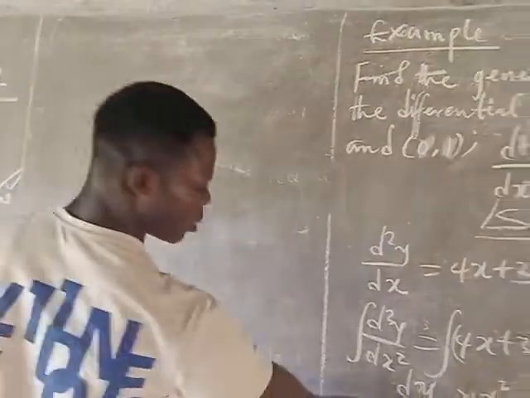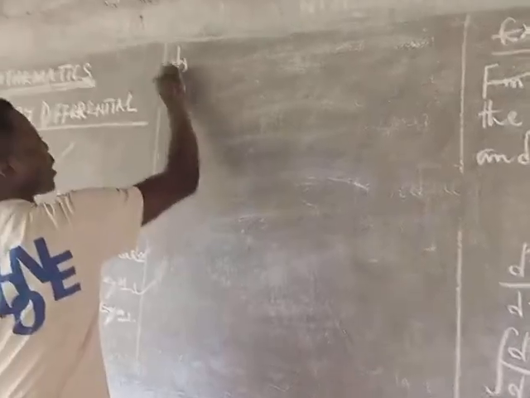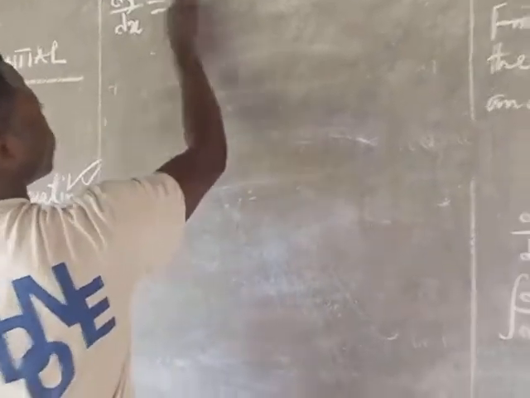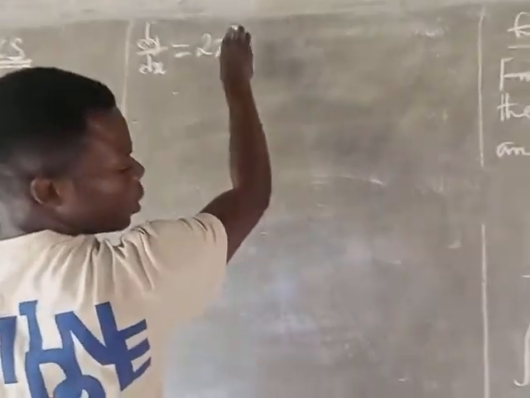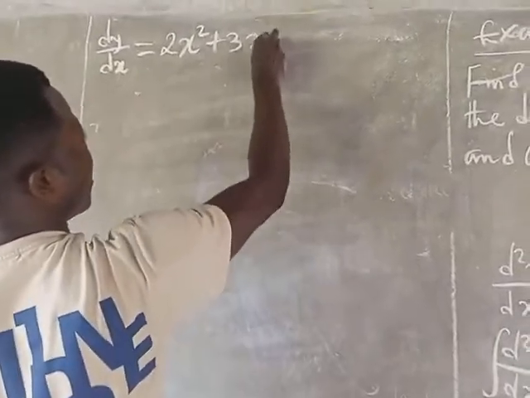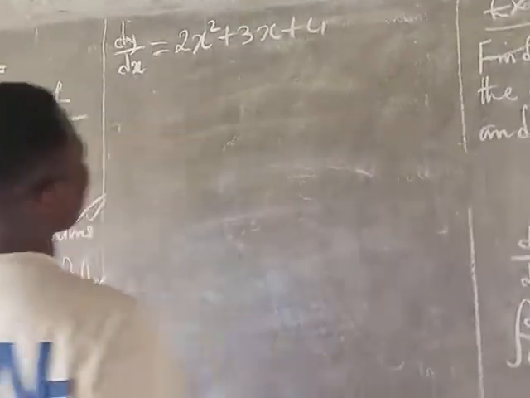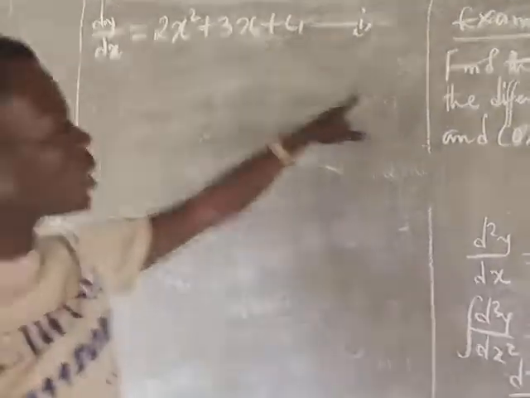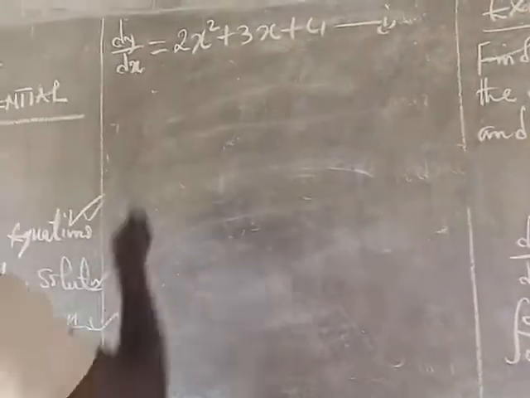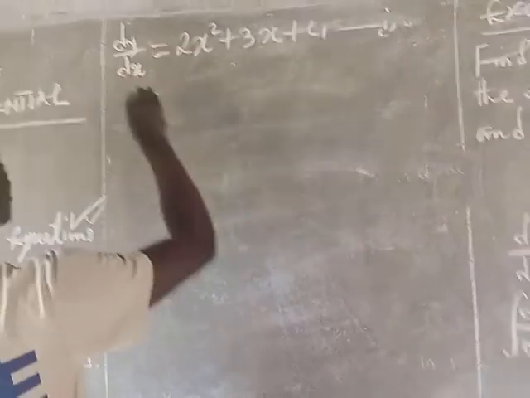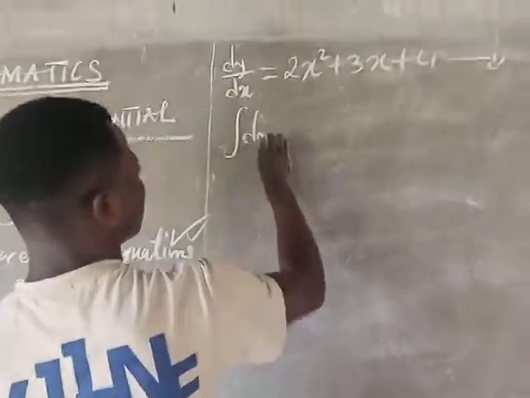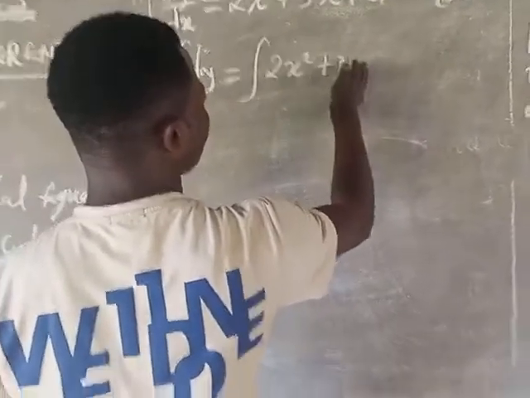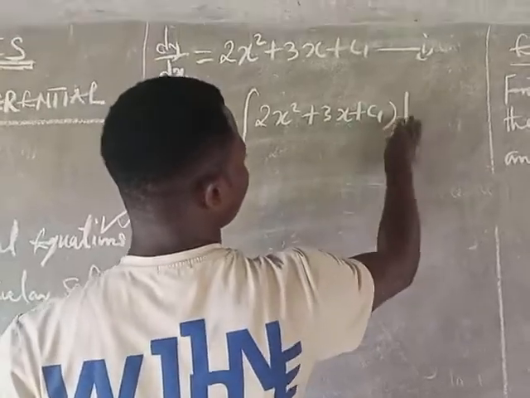Then let's find this. We have dy/dx equal to, this one will be 2x squared, then plus 3x plus c1. Now let's call this equation 1. We will integrate it again. Let's integrate both sides again. We are going to have the integral of dy equal to the integral of 2x squared plus 3x plus c1 with respect to x.